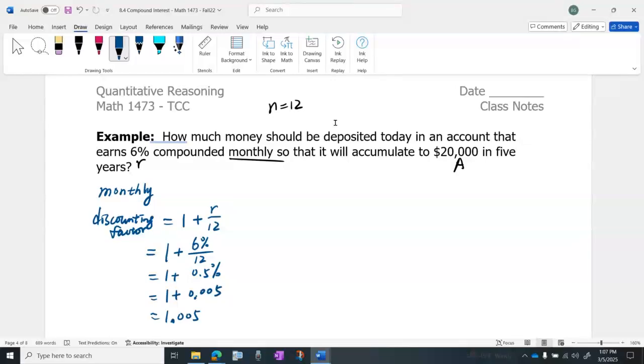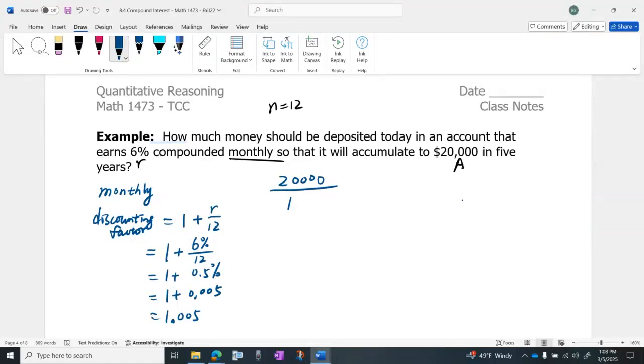We got our discounting factor. And from the future value of the account, our financial goal here is 20 grand, we go back. We want to know how much money we deposit today can give us 20 grand in the future, in 5 years. And we reverse the process. So we're going to have a discounting process. In the discounting process, we divide the future value of the account by the discounting factor. We multiply by the compounding factor in the compounding process, but we divide by the discounting factor in the discounting process.